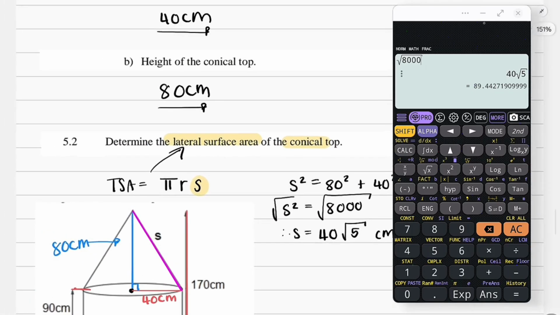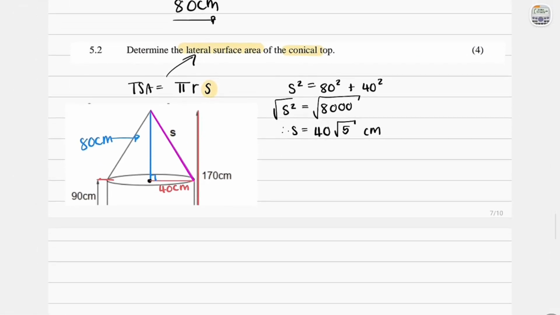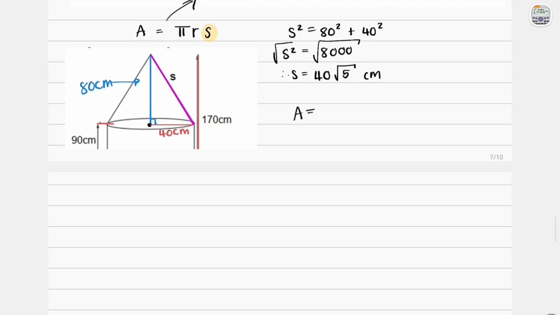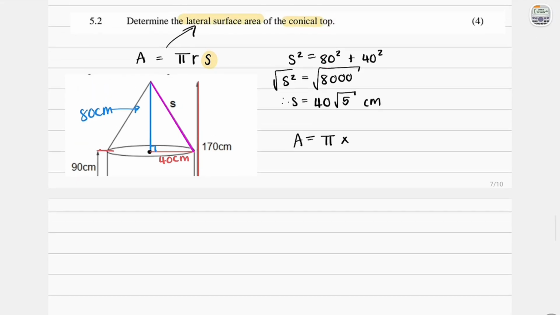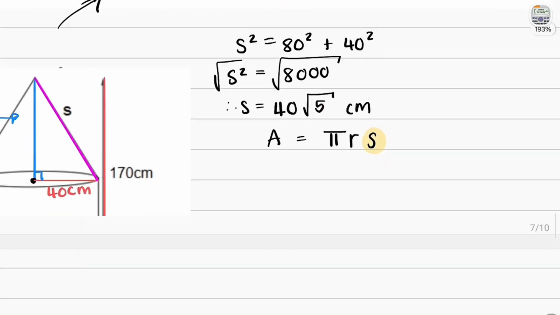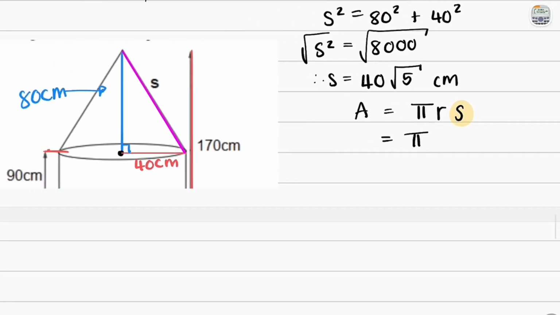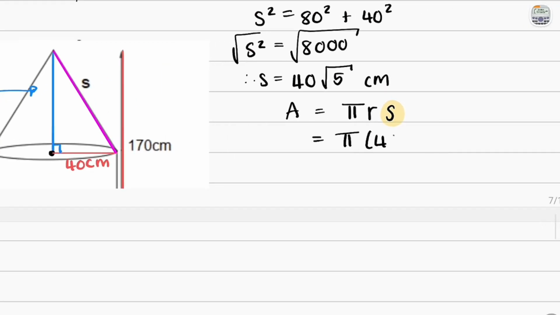Now that we have the slant height, we can finally find the lateral surface area. Let me not call it total surface area, since we're not finding everything. So area equals pi multiplied by our radius, which is 40 centimeters, multiplied by 40 square root 5. I suppose they're probably going to give you a mark for your actual formula, because in this case you have to think about that. And let's get our answer.